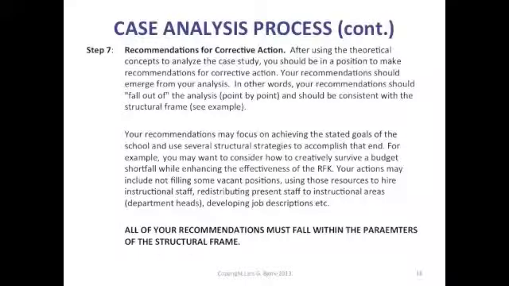Step 7, Recommendations for corrective action. After using the theoretical concepts to analyze the case study, you should be in a position to make recommendations for corrective action. Your recommendations should emerge from your analysis. In other words, your recommendations should fall out of the analysis point by point and should be consistent with the structural frame. You can see the analysis in the next slide. Also, you may want to consider how to reconcile a horizontal house structure that's embedded in a vertical hierarchy.